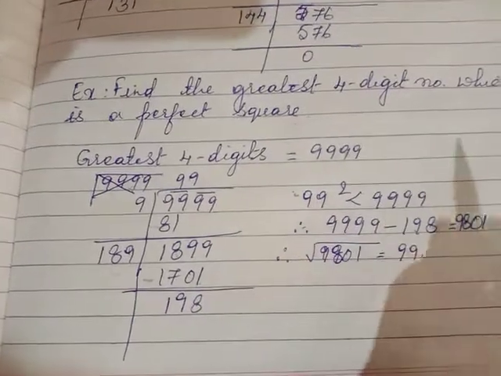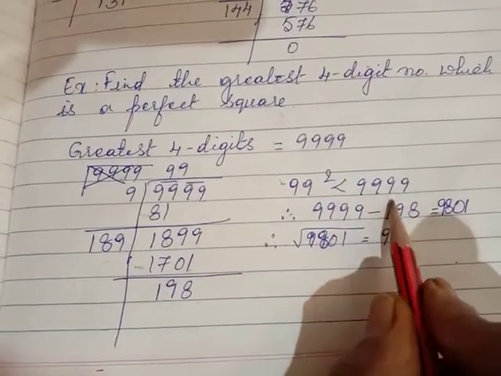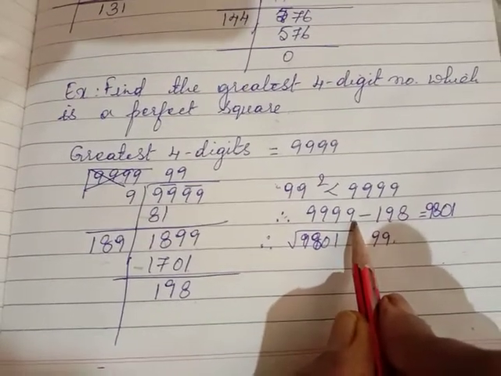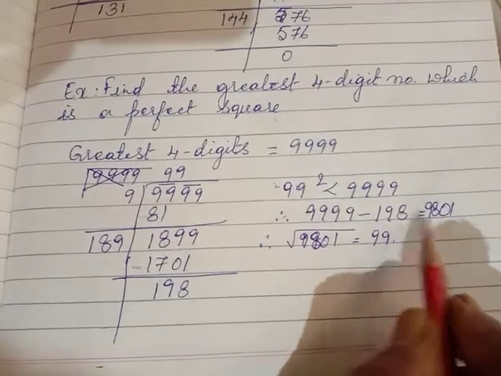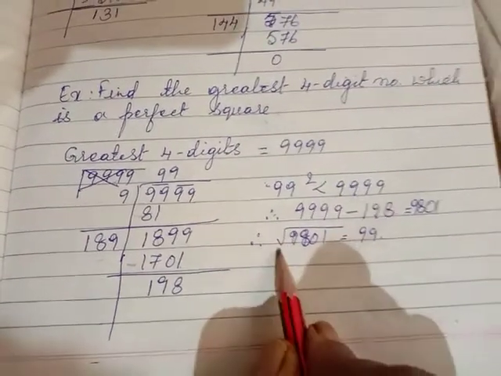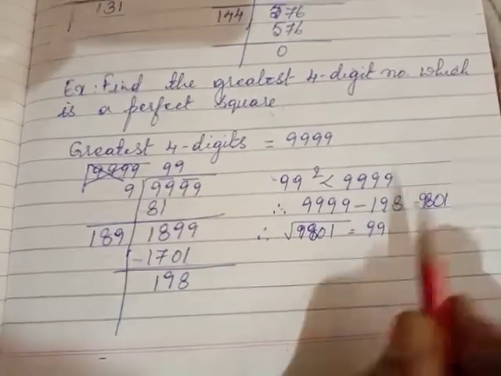198. So 99 square is less than 9999 by 198. Therefore 9999 minus 198 is equal to 9801. Therefore the square root of 9801 is equal to 99.